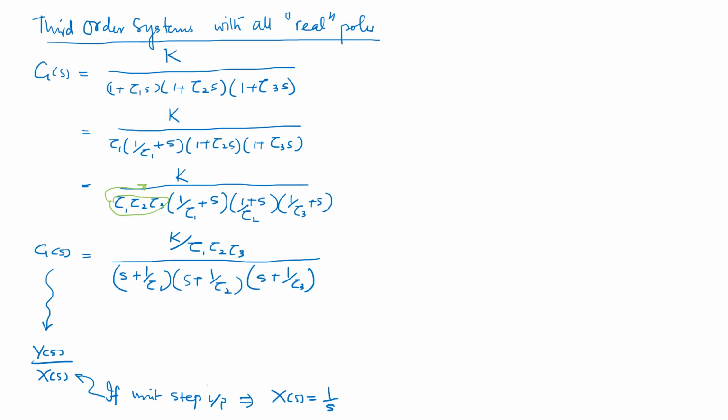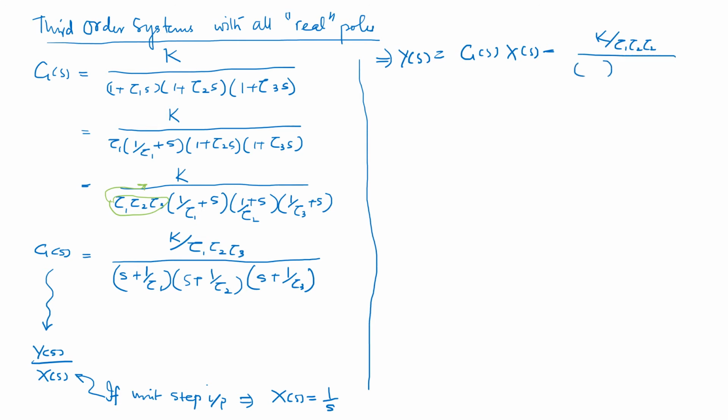So when I use that, I can write one expression for y of s. So y of s is going to be equal to g of s times x of s, and that would be equal to this whole expression that we have written down already, all the three terms in the denominator, and then you have to multiply that with 1 over s. So if we do that, we are going to find this y of s to be equal to, I'm going to quickly write that one down, k over tau 1, tau 2, and tau 3 over s into s plus 1 over tau 1, and so on and so forth.